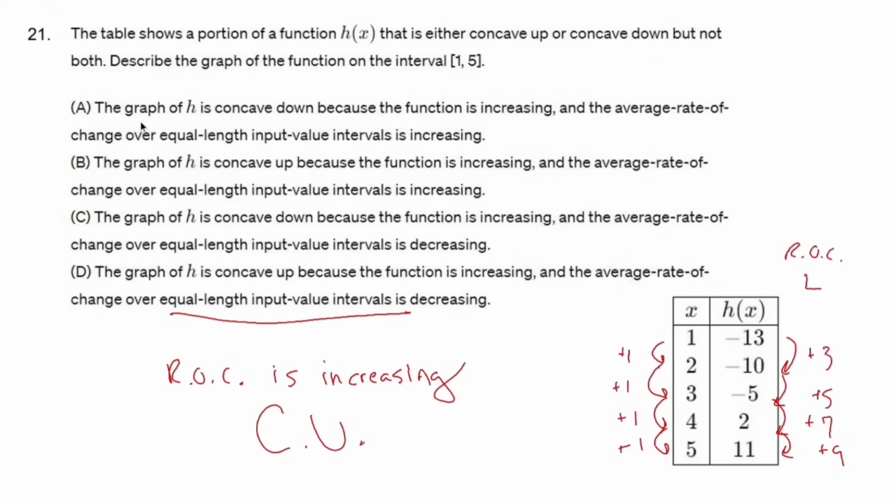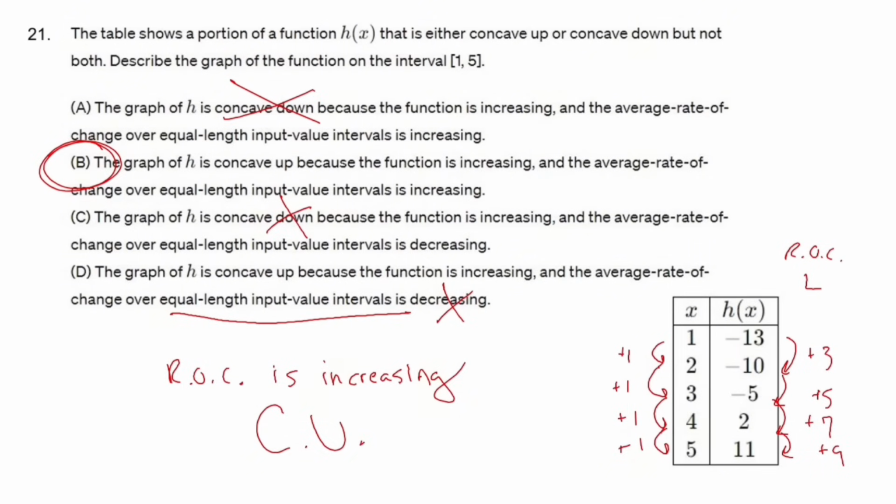Okay, so the graph of h is concave down? Nope. The graph of h is concave up because the function is increasing and the average rate of change over equal length input value intervals is increasing. Yup. The graph of h is concave down? Nope. The graph of h is concave up because the function is increasing and the average rate of change over equal length input value intervals is decreasing. Nope. So whenever your rate of change is increasing, you're looking at concave up. Okay, simple as that. Boy, was that fun.